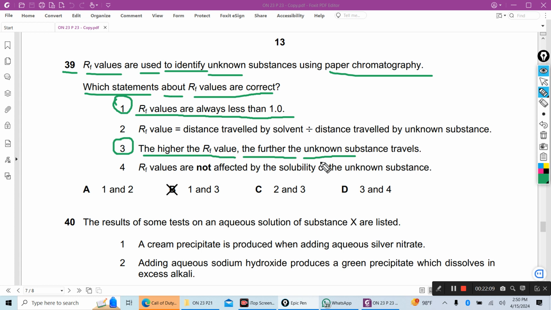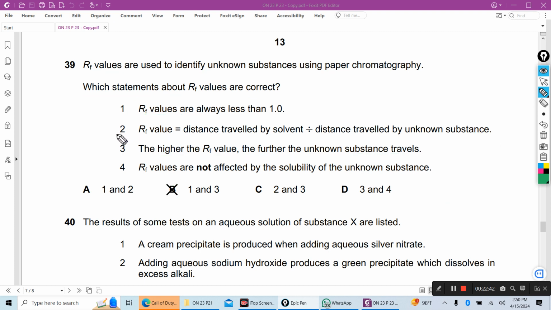Yes, if this unknown substance travels a long distance, the RF value will be greater. That's why the higher the RF value, the further the unknown substance travels. If the unknown substance travels a long distance, then the RF value will be greater. So B is the right answer.